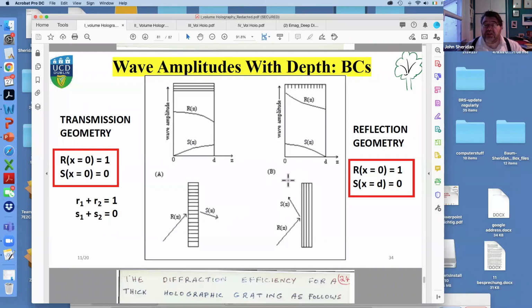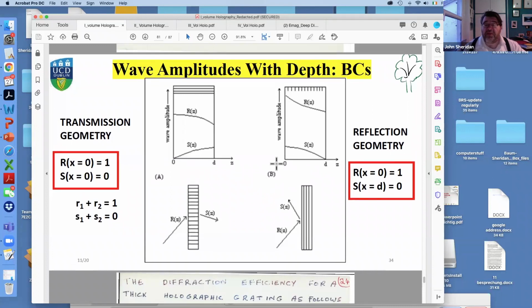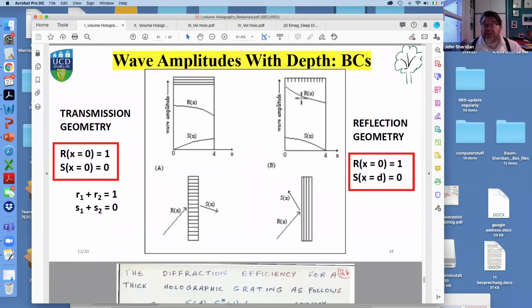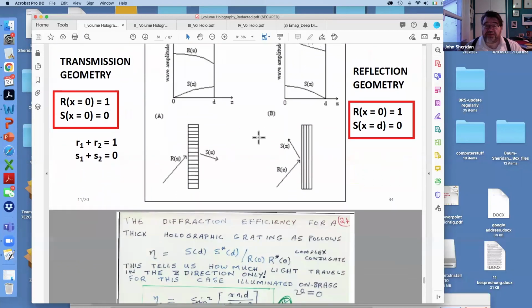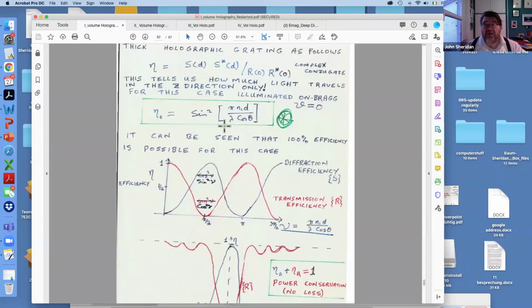And in the reflection geometry, we put in the beam and we have the fringes parallel to the boundary, and we get this strong diffracted beam. In this case, our input beam amplitude decreases as we go through the thickness of the hologram, and the diffracted beam actually starts at 0 here at the far end. So the S at X equal to D is equal to 0, and then it will increase back up to this maximum value. So that's what's happening with these amplitudes inside these unslanted transmission gratings and this unslanted reflection geometry grating. And we get this sort of behavior when we're on Bragg.